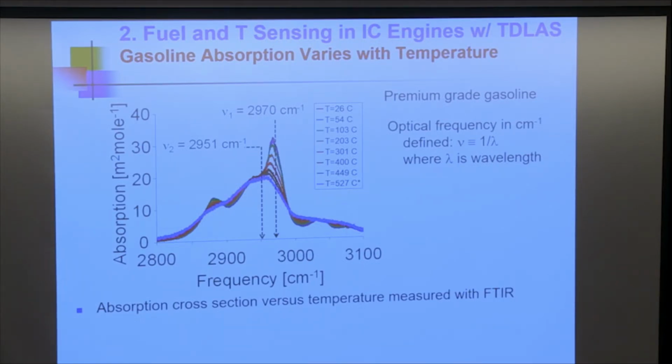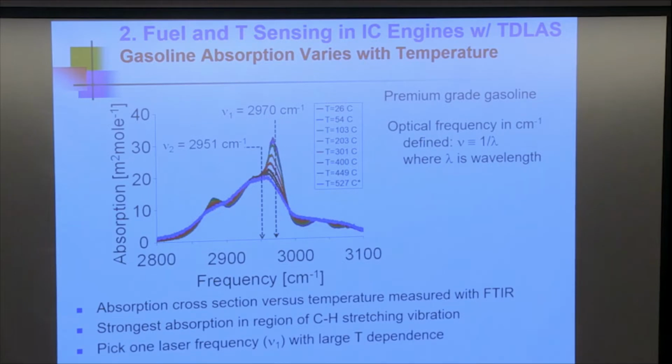And then we'll try to use the ratio of those to get the temperature, and then either one of them to get the concentration of gasoline. So this is the CH stretch. We know more about that based upon the stuff we talked about yesterday. We pick one frequency with large dependence, that's 2970 wave numbers. We pick one with small temperature dependence, that's 2951.